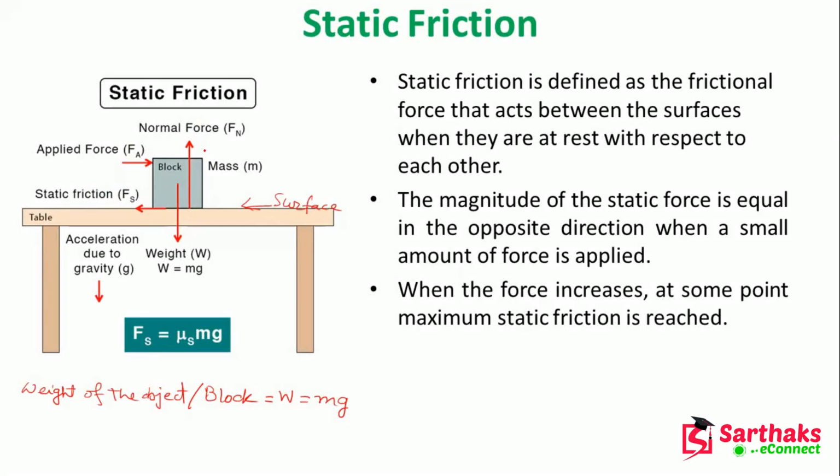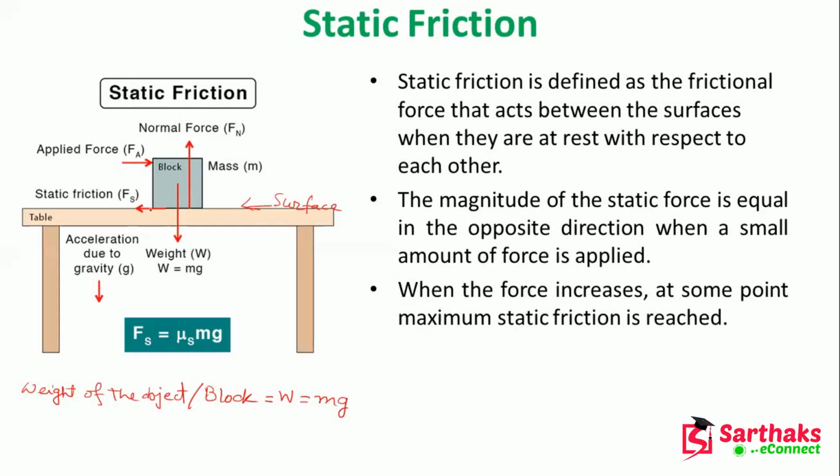Okay, so the magnitude of the static force is equal and in the opposite direction when a small amount of force is applied. So here static force is in the opposite direction of the applied force. The applied force you are applying from left to right, and here the static frictional force is acting from right to left. So when the force increases, at some point maximum static friction is reached.